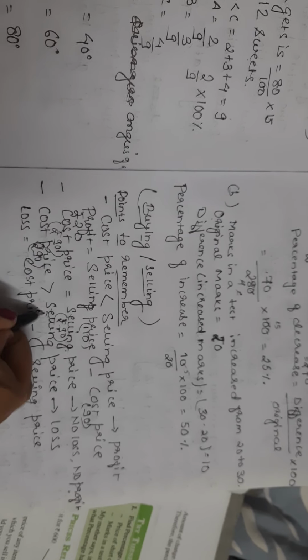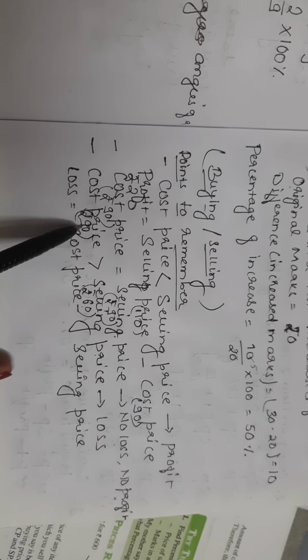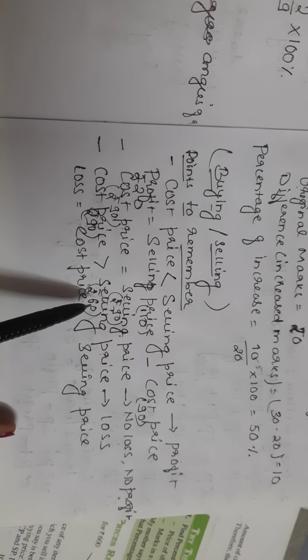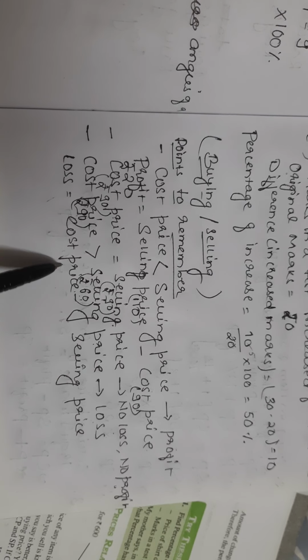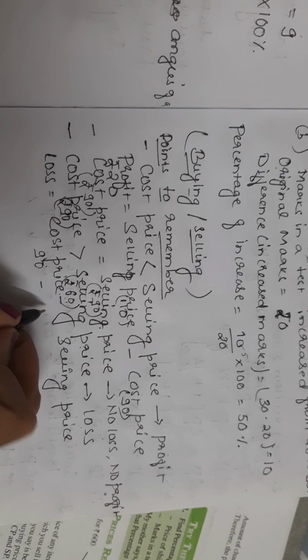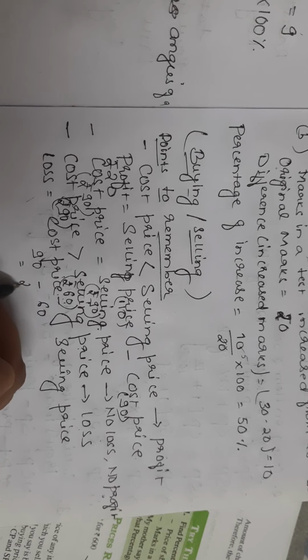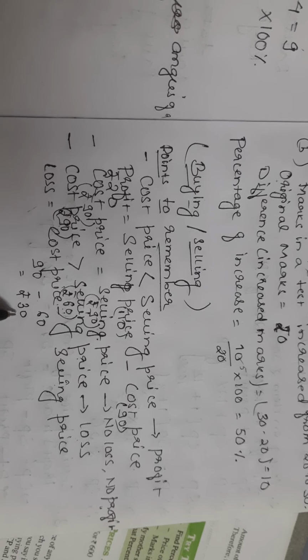Now, if the cost price is rupees 90, which is constant, and the selling price is rupees 60, you are selling it to the customer at a discount. You bought it for 90, but you sold it for 60. So you are incurring what? Loss. So loss is equal to cost price minus selling price. So the cost price is 90 minus the selling price 60, which is equal to how much? 30. So the loss you have incurred is rupees 30.